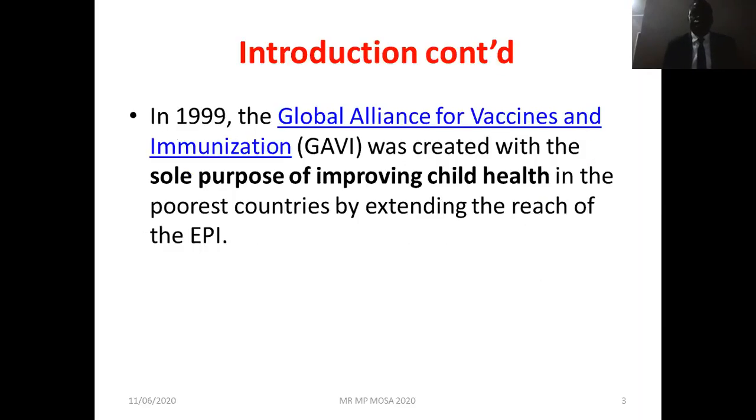In 1999, the Global Alliance for Vaccines and Immunization (GAVI) was created with the sole purpose of improving child health in the poorest countries by extending the reach of the expanded program on immunization. So this GAVI was created to ensure that children in poor countries have access to these vaccines.